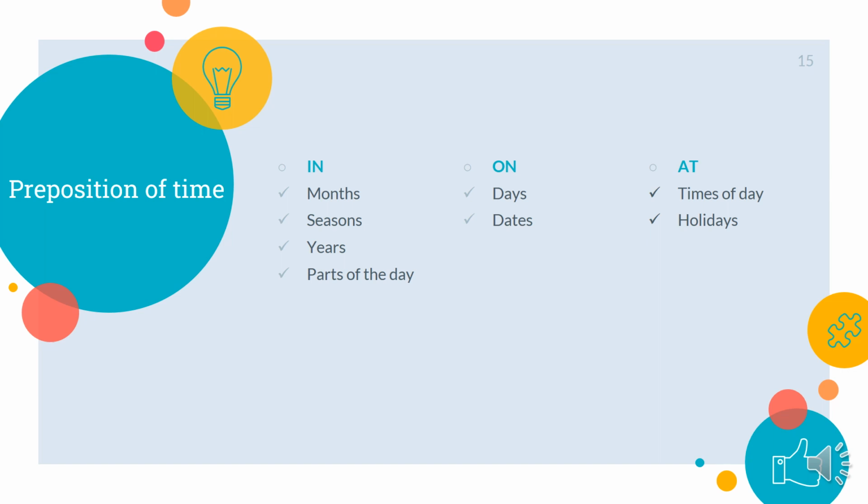And we use at with times of day. For example, 4 o'clock. We use at with holidays. Holidays is when you don't work, no occupation. ¿Sí? Cuando estamos libres son los feriados. For example, Christmas, yes. For example, Easter, etc.